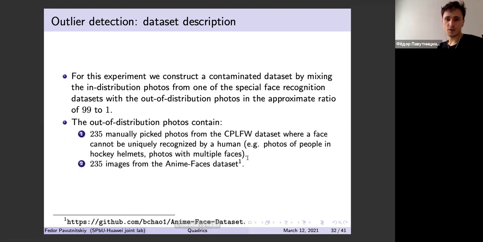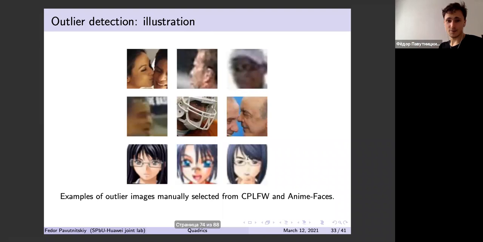So for outlier detection, we use the following data set. How do we construct this data set with anomalies? We take one of the usual face recognition data sets, MS1M, VGGFace2, etc. It doesn't matter. And we add 1% of outliers to this data set. The outliers are the following: partially pictures of low quality and pictures of different faces in one photo, and the other half is just anime faces. So these are examples of our outliers.